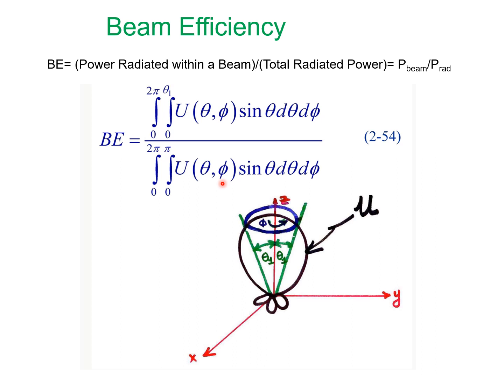If, for example, this is an isotropic antenna, it does not have a particular beam, so the total radiated power and the power within the isotropic radiation pattern will be the same, so the beam efficiency in that case will be 1.